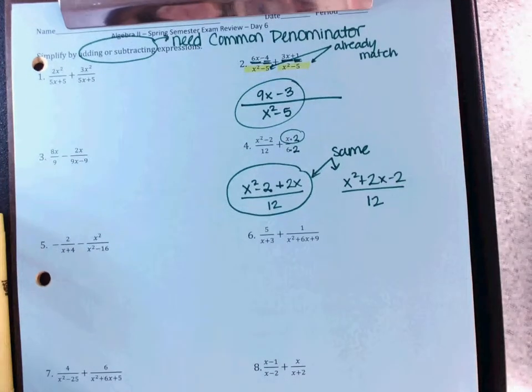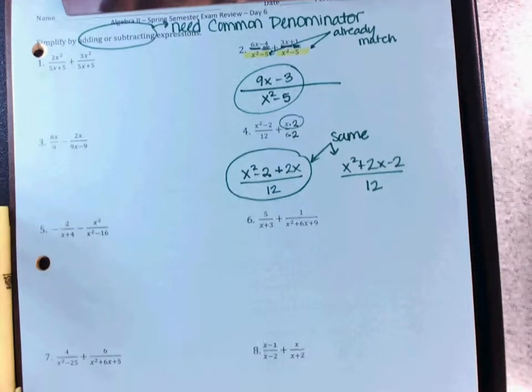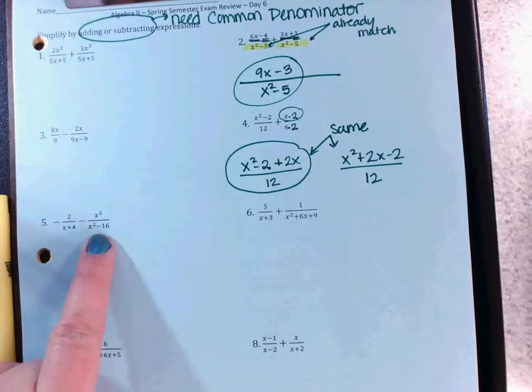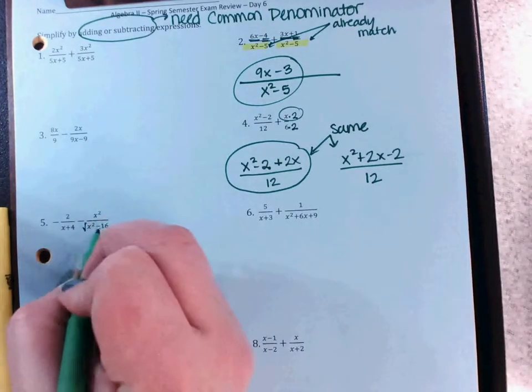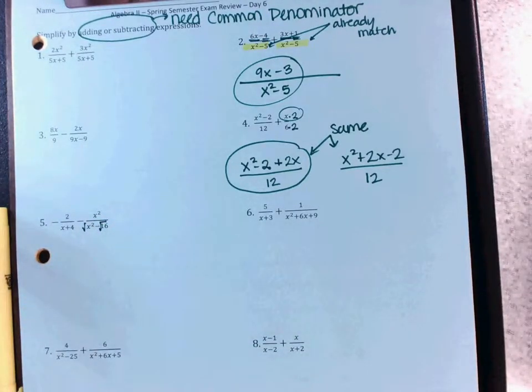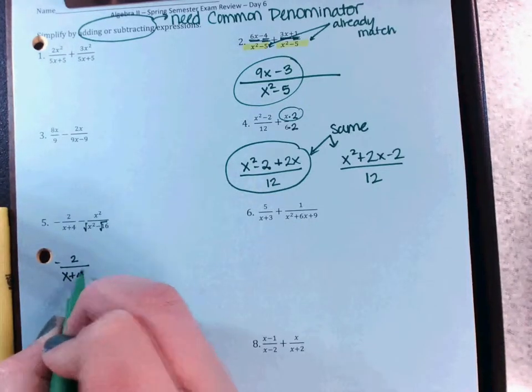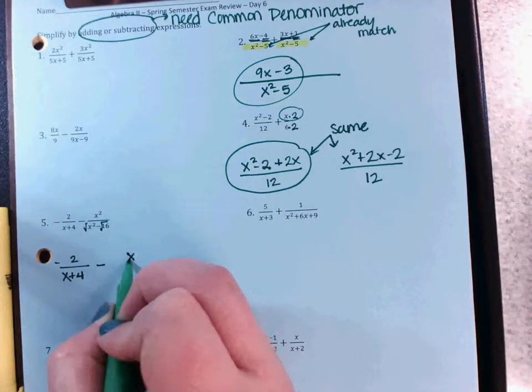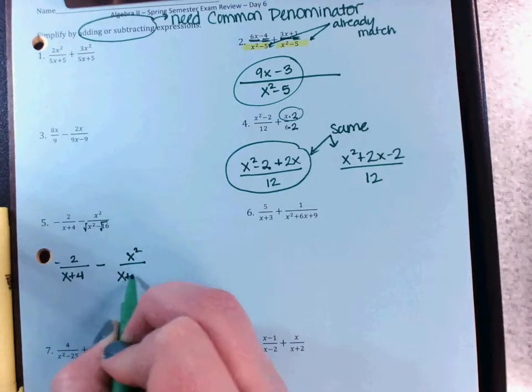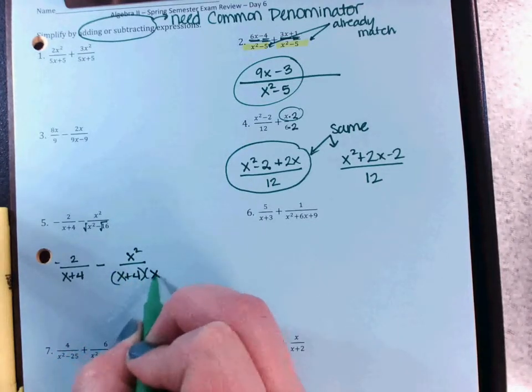Do the bottoms match? No, we've got to fix it. So look at the bottom here. What type of factoring is that? Square roots. Very good. So square root both. What's the square root of x squared? The square root of 16 is plus or minus 4. So I have this now: negative 2 over x plus 4, minus, then I have x squared over x plus 4, x minus 4.